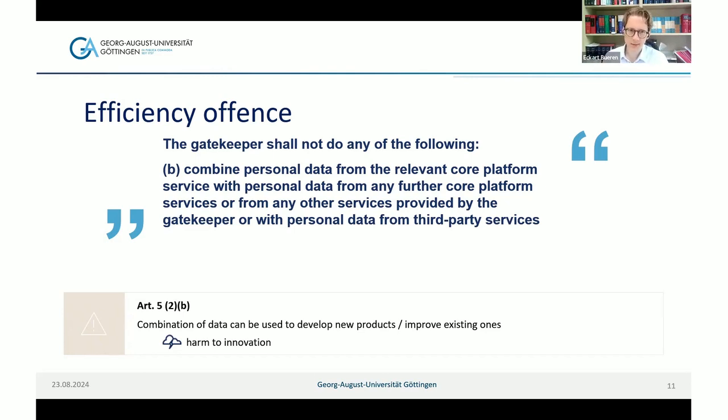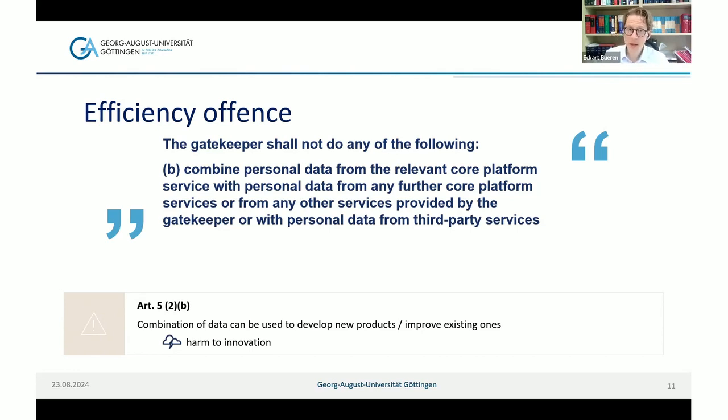So Facebook has done this, collecting data with Facebook social plugins from many different services and from Facebook itself, combining them all together and enabling Facebook to offer better targeted advertisement. But it can also bring about other efficiencies. For instance, the combination of data can be used to develop new products, or to improve products in other markets, or to identify potential for innovation in other markets. So this pooling of data can bring about efficiencies, but nevertheless, the European legislator says, I don't want this outrightly.